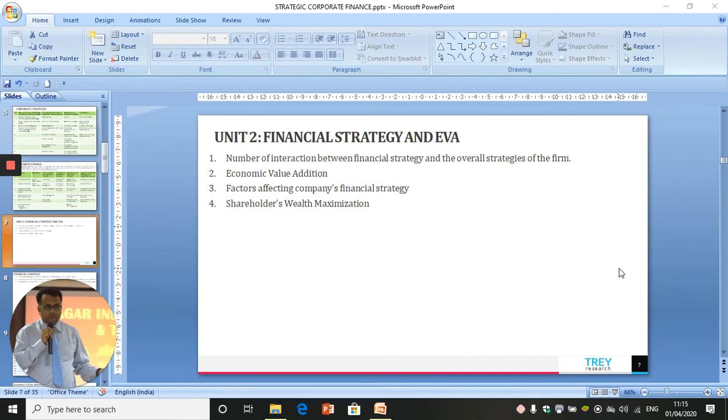Today we'll start with Unit 2 of Strategic Corporate Finance, Semester 4, Master of Business Administration. Unit 2 is named Financial Strategy and Economic Value Addition, that is EVA. There are four topics which we have to cover: interaction between financial strategy and the overall strategies of the firm, economic value addition, factors affecting companies' financial strategy, and shareholders' wealth creation. So let us deal with them one by one.